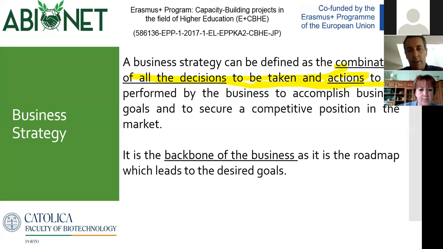So the strategy is everything that we decide and also act. We design the way we are going to achieve or accomplish the business goals that we intend with our business. So the business strategy could be seen as the backbone of any business.